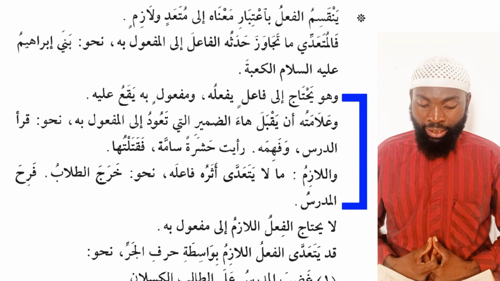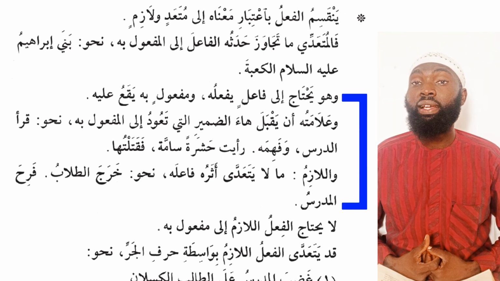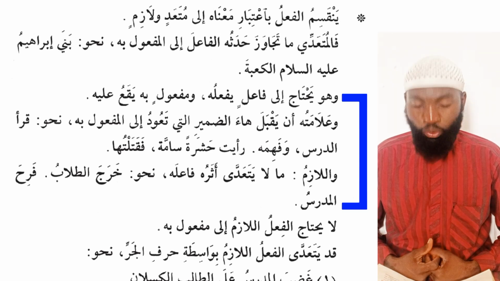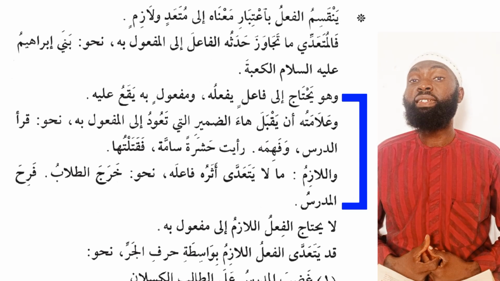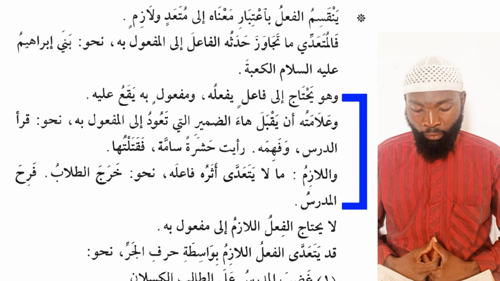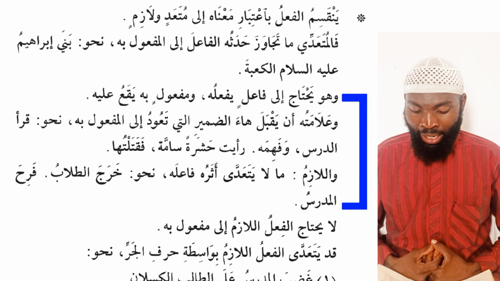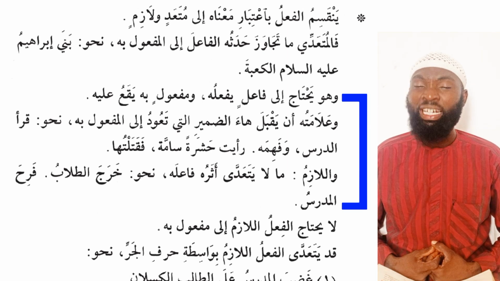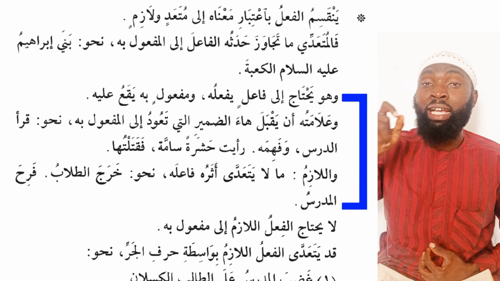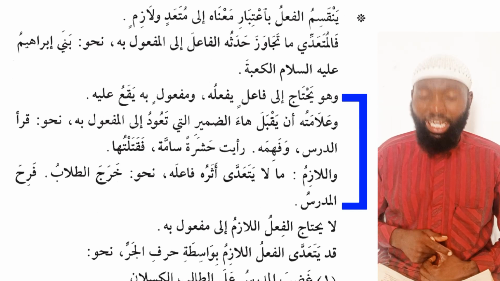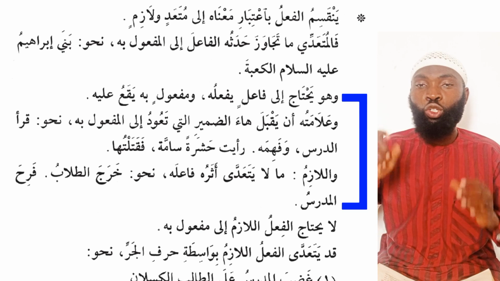وَهُوَ يَحْتَاجُ إِلَى فَاعِلٍ يَفْعَلُهُ. And such a verb requires a subject performing the action, وَمَفْعُولٌ بِهِ يَقَعُ عَلَيْهِ, and an object which receives the action. وَعَلَامَتُهُ, and the sign of such a verb, أَنْ يَقْبَلَهَا الضَّمِيرُ, is that such a verb should be able to accept the ha of pronoun, الَّتِي تَعُودُ إِلَى الْمَفْعُولِ بِهِ, which returns to the object of the sentence.